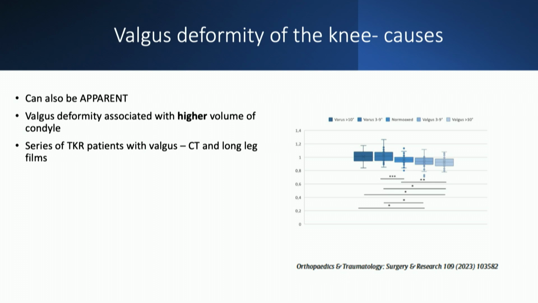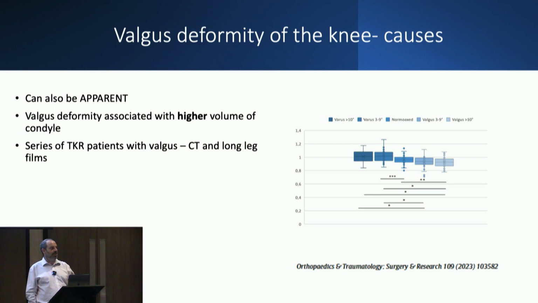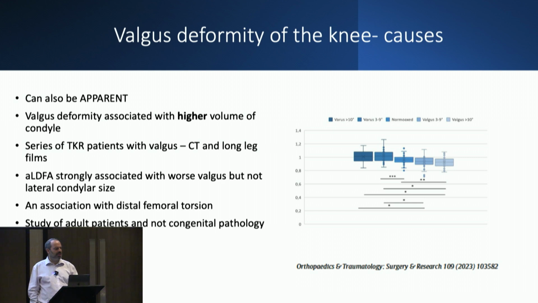And this is a nice study from France where they took 200 patients who had valgus alignment and were going to have a knee replacement for arthritic change. Basically, they did CTs and mechanical axis views. And what they found when they looked at them, don't worry too much about the graph, this is looking at the volume of the condyle depending on how much valgus you have. And you can see as we go from the left of the graph to the right of the graph, the valgus increases, but actually the volume of the lateral femoral condyle relative to the medial goes the opposite way to what you would expect.